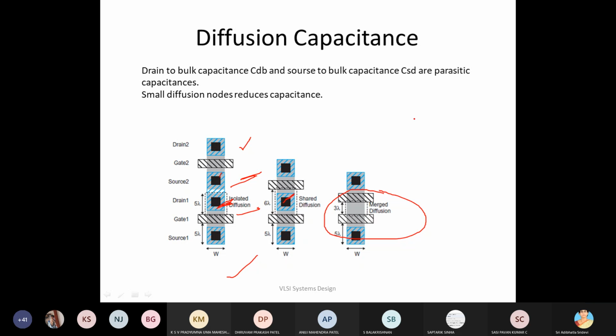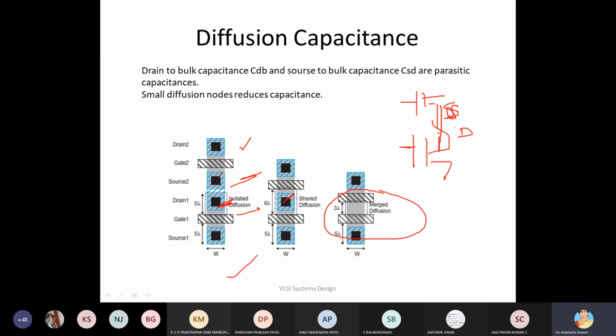For example, this is two NMOSFETs in series. This drain region and this source region have to be connected. Here, source is separate and drain is separate, so we have two separate capacitances, source capacitance and drain capacitance. But in this merged one, both are the same.